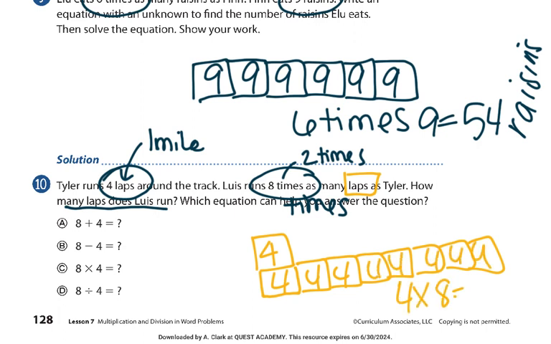4 times 8 is, Marcus? 32. And what do I label it? Laps. Okay, let's go find the answer. Well, we're not adding things together. We're not subtracting things. We're not dividing, so the answer is the letter C. How many of you got the letter C? C for correct. Me.